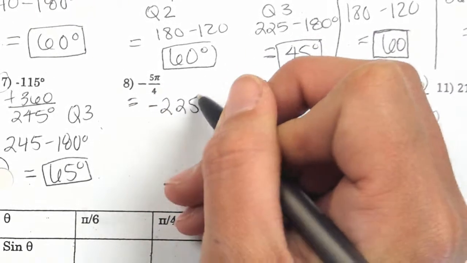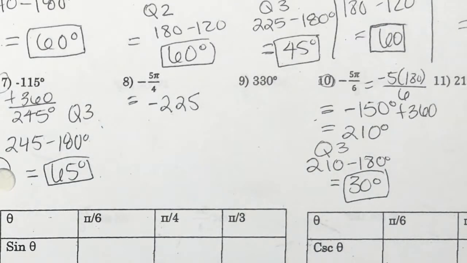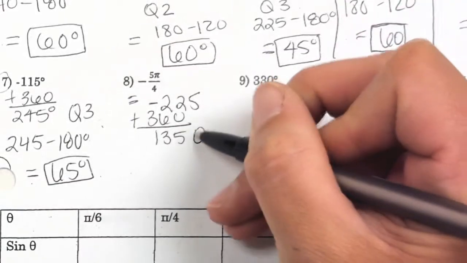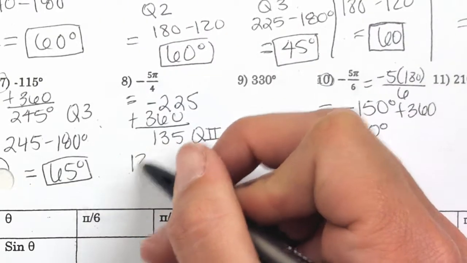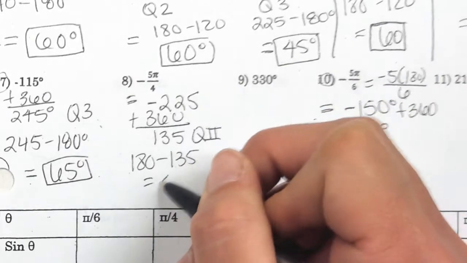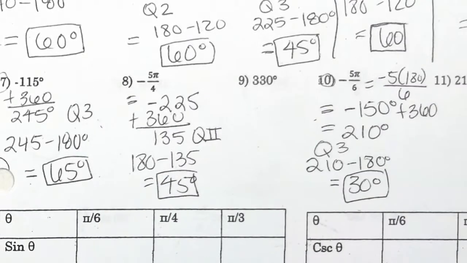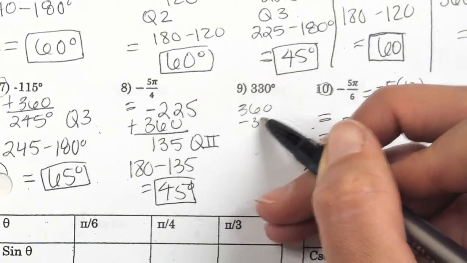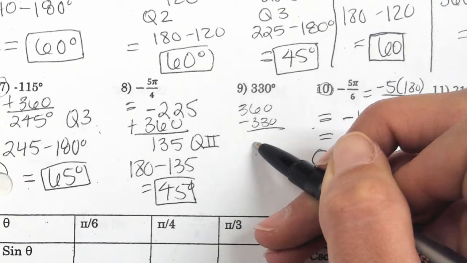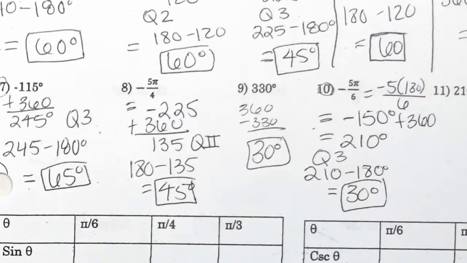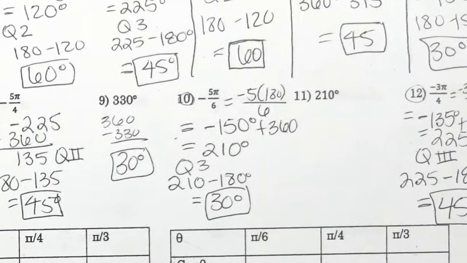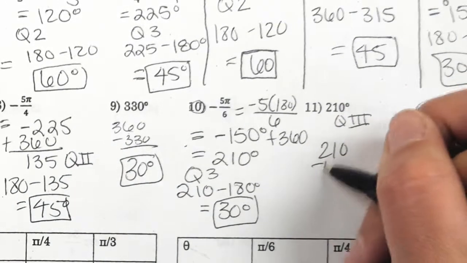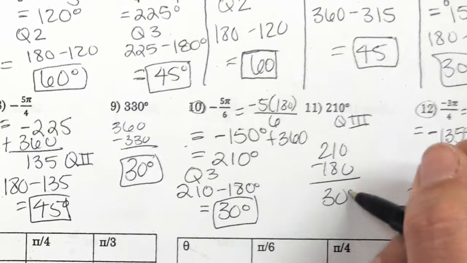Negative 225. If it's negative, we know we need to do what first? And get what? 135 is in quadrant 2, so we would do and get 45 degrees. Very good. And 330, we can just do what? And get, good. And last one, 210 degrees is in what quadrant? 3, so we need to do what? And that gives us, good.